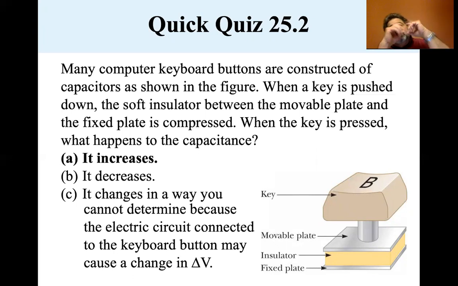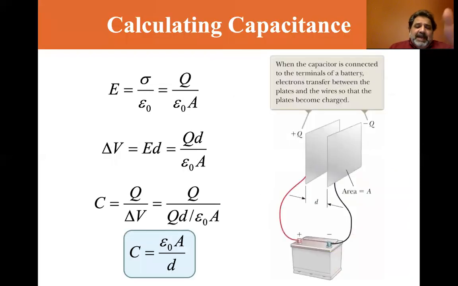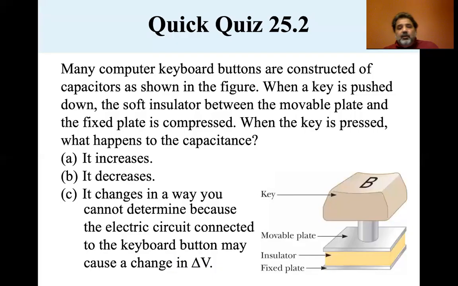If you decrease the distance, you increase the capacitance. If d goes down, C goes up. It's inversely proportional. So when the key is pressed, you decrease the d, and the capacitance increases.